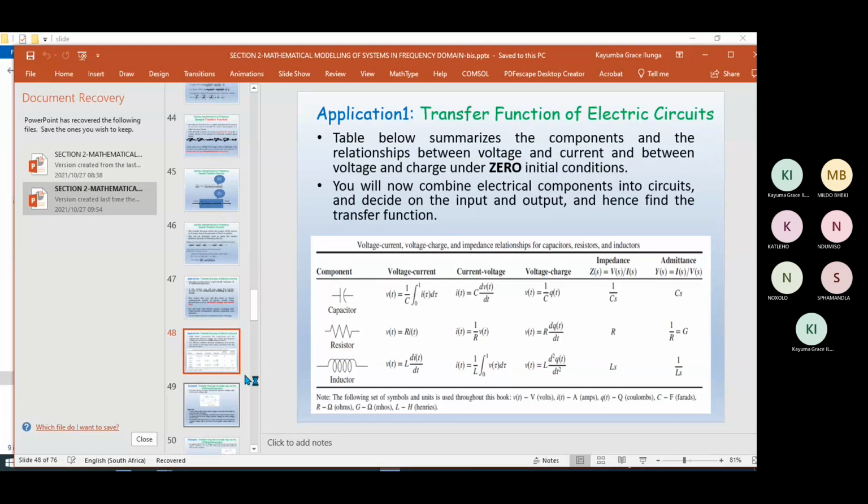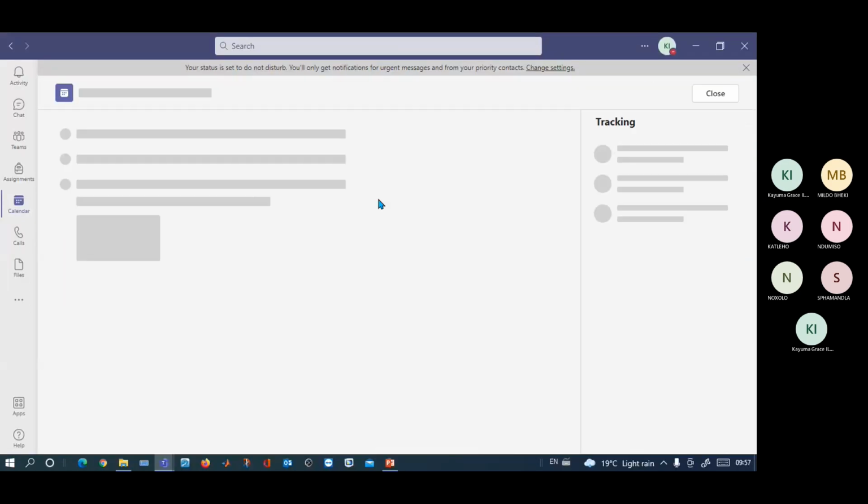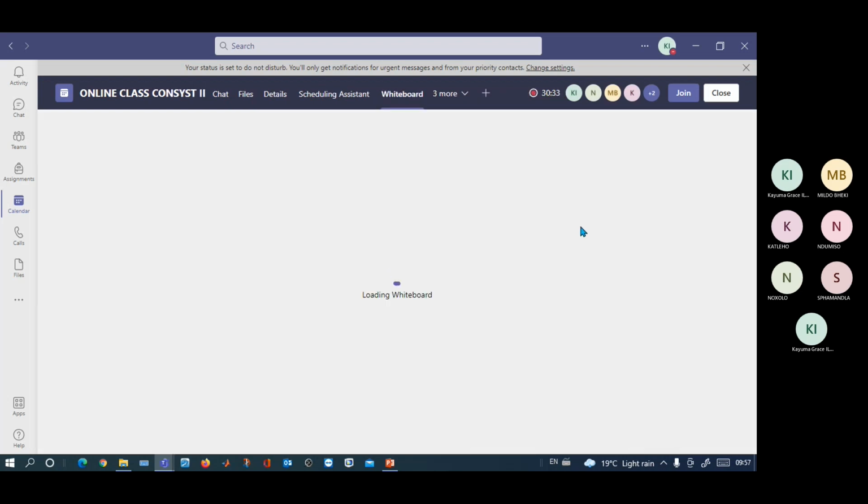So let us now go to this first example. This is going to help us understand better what we are doing here. Let me go back to this meeting here. Let's see. Okay, whiteboard here.